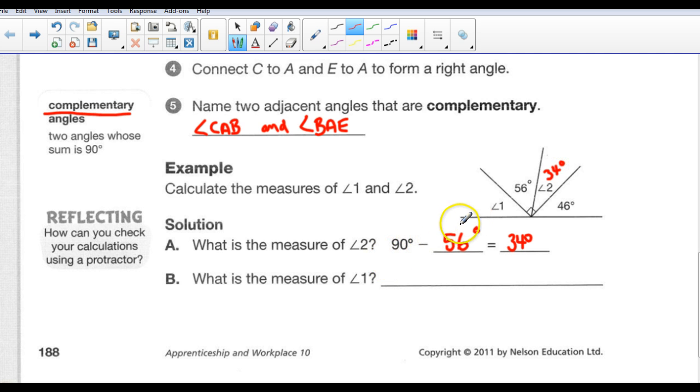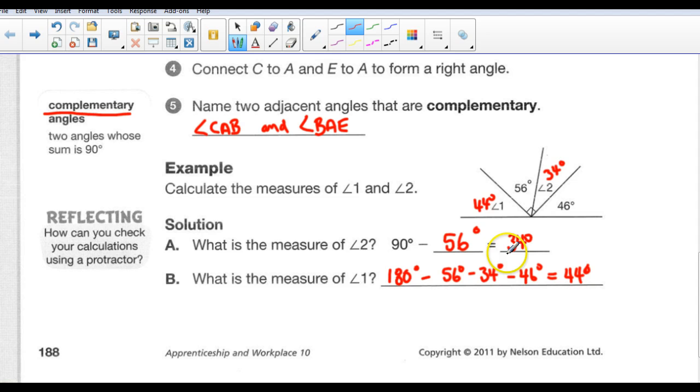Now we know that all of these angles, angle 1, 56 degrees, angle 2 and 46, all add up to 180. So if we take 180 degrees and we subtract each one of those other angles, we will get angle 1. So we're going to subtract 56, we're going to subtract 34, which we found previously, and we're going to subtract 46 degrees, and we get an answer of 44 degrees when we use our calculator. Okay, so that means that this angle is 44 degrees. Add them all up, we get 180.